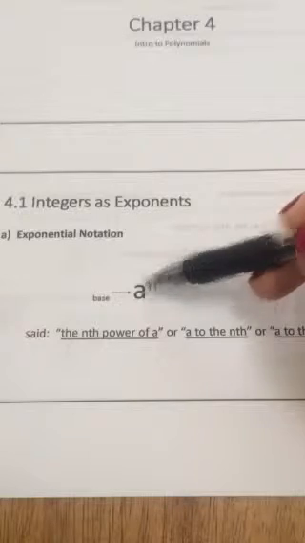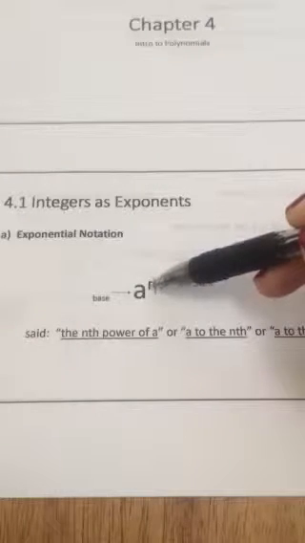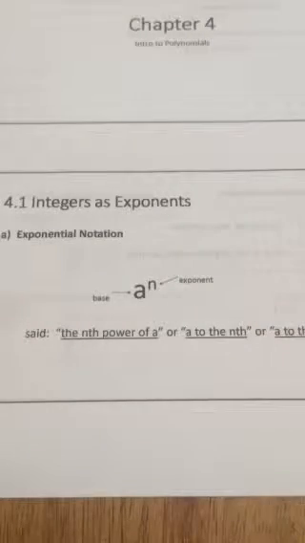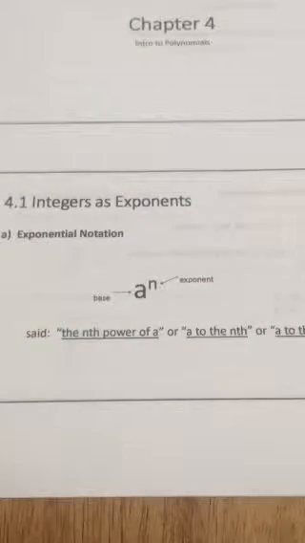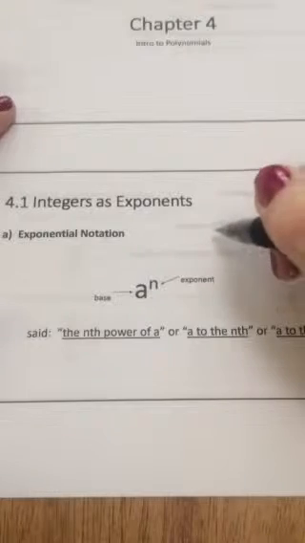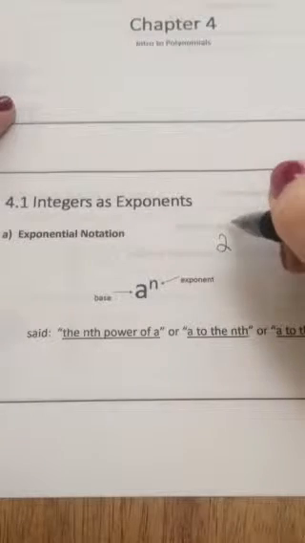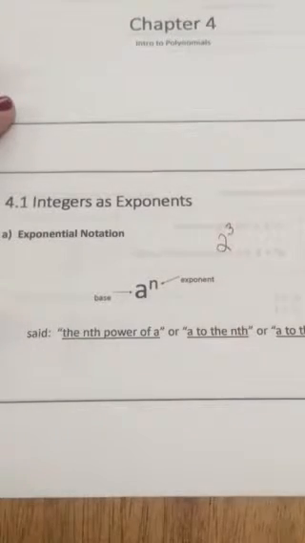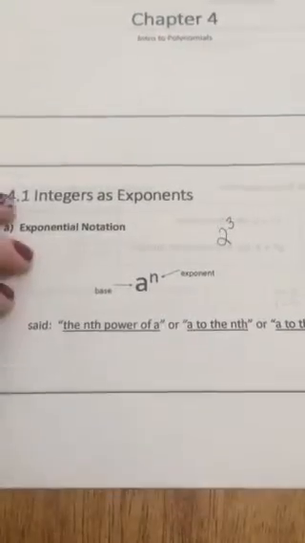You have some sort of a base number, and a tiny raised number next to it is the exponent. So in this case, we might say a to the nth power. For a frame of reference, usually we'd see something like 2 to the third power, things like that. So you've got the base, you've got the exponent.